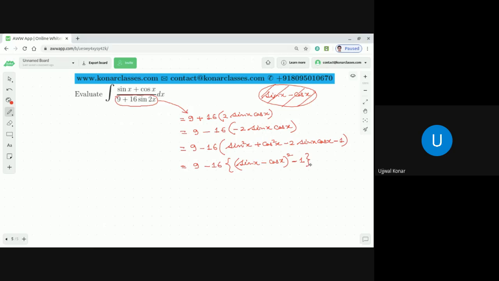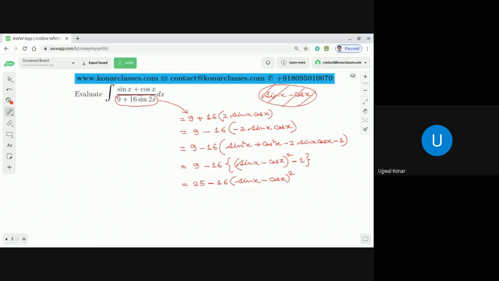All of you agree with me? So now this minus 1 multiplied with minus 16 becomes plus 16. And that plus 16 when we add with 9 becomes 25. Correct or not? So we get 25 minus 16 into sin x minus cos x whole square.